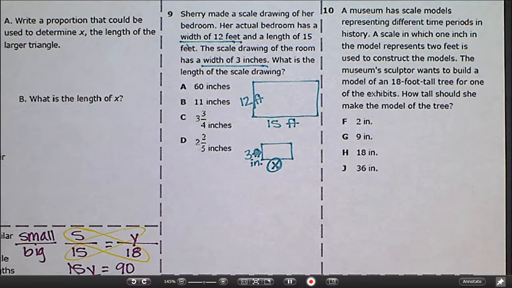So you know how to set this up. Don't forget, name your ratio, then set up your proportion, and solve. And once you've done that, please bring me your paper for a stamp. So please complete number 9 on your own.